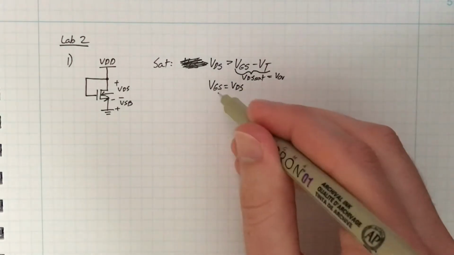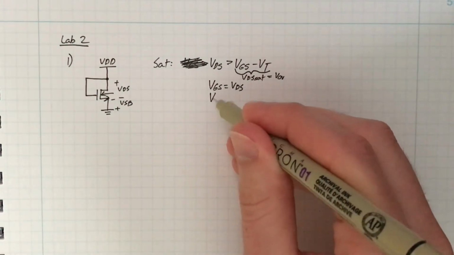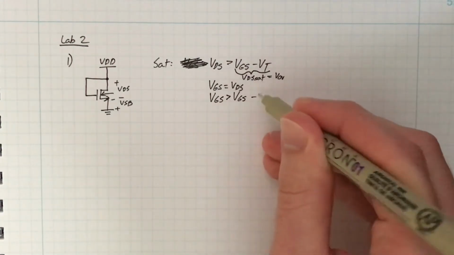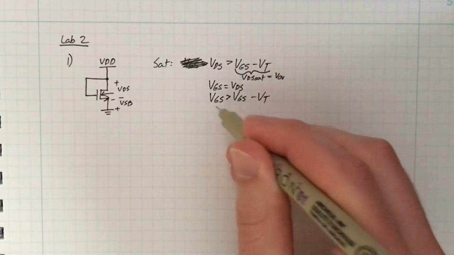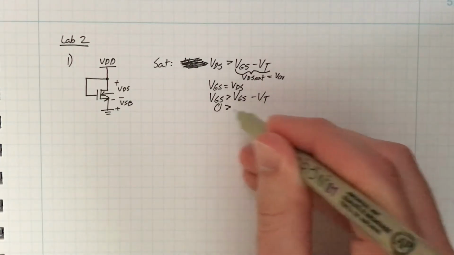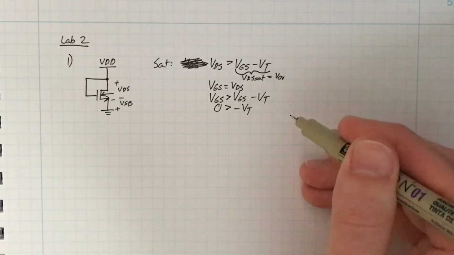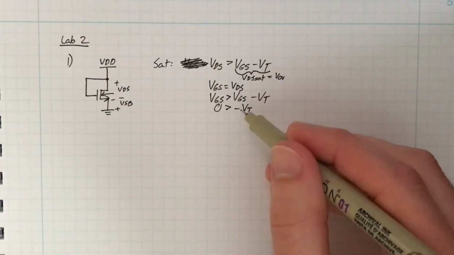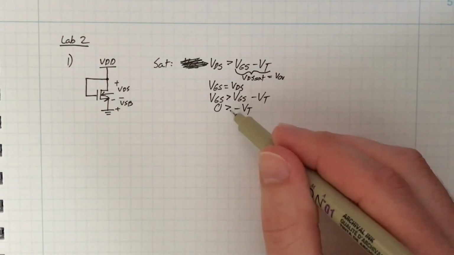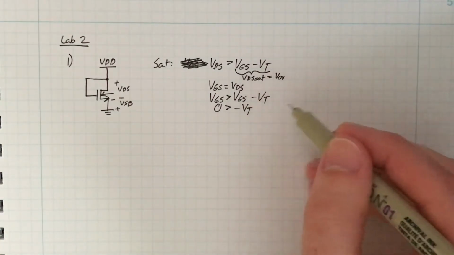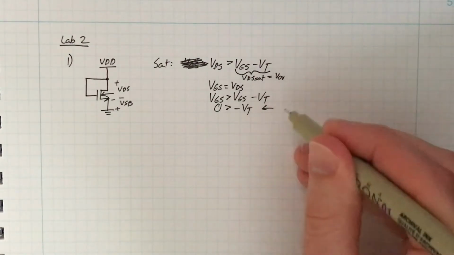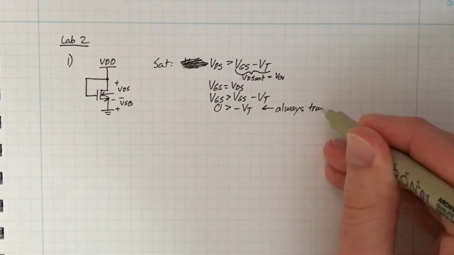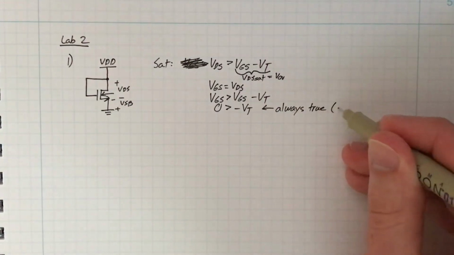So if we go back to that equation and just substitute for one of them, VGS has got to be greater than VGS minus VT. Subtract VGS from both sides, you have 0 greater than minus VT. Now VT is a positive quantity, so 0 is always going to be greater than minus a positive number. So this is always true. And therefore, we are in saturation.